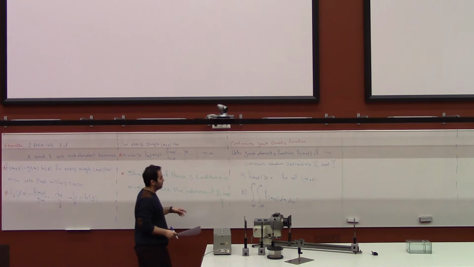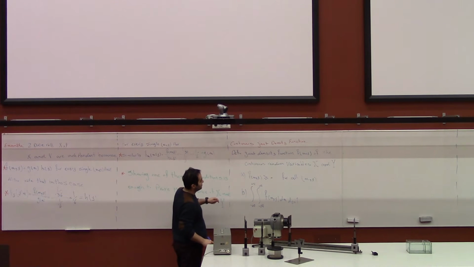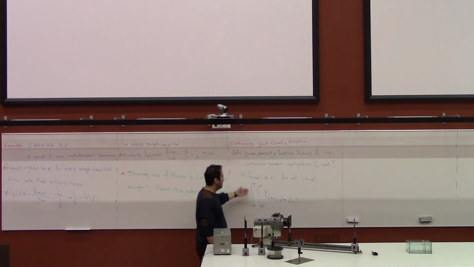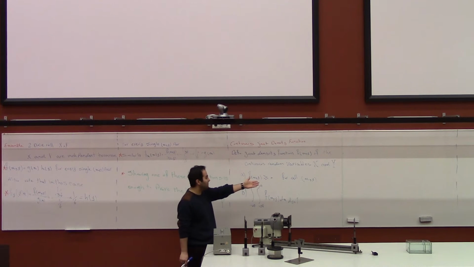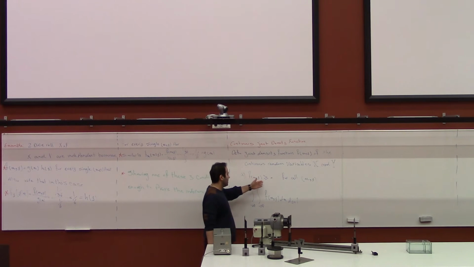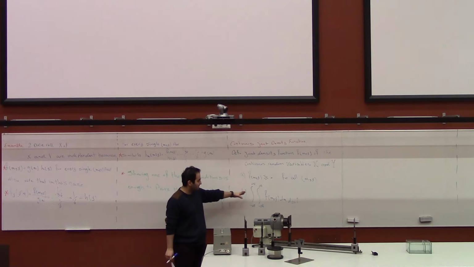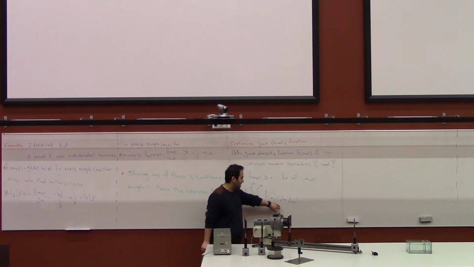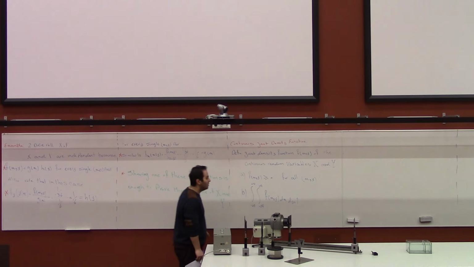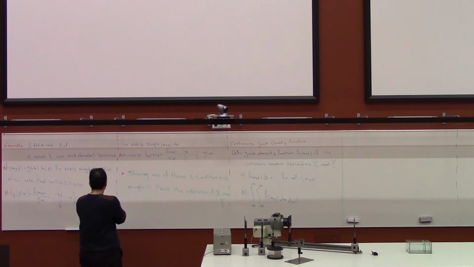Okay. For a continuous joint density function, we have to know these conditions. First, for any value of x and y, f(x,y) has to be greater than or equal to 0, and the double integral of f(x,y) has to be equal to 1. Okay.